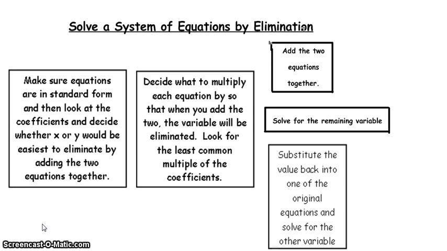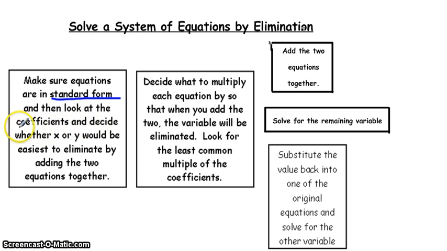Now we're going to look at our second method for solving systems algebraically. This one is to solve systems by using elimination, also called linear combination. A couple of things that we need to look for when we're using this method. We want to make sure our equations are in standard form to start with.